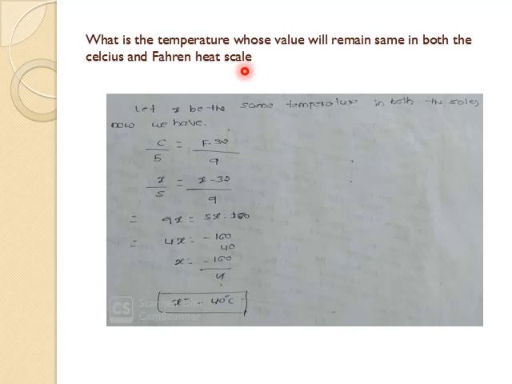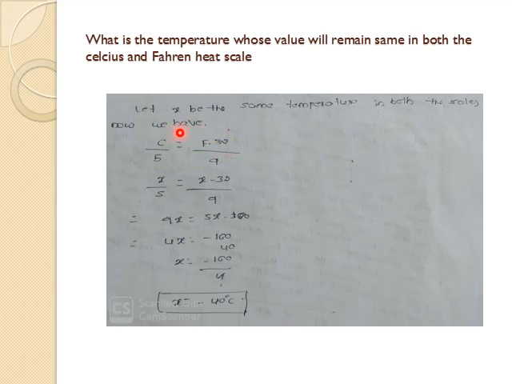The question is, there is a temperature value whose value is the same in both the Celsius and Fahrenheit scales, which means there is a particular value of temperature, and if you convert it into the Fahrenheit scale, you will get the same value. No need to convert Celsius into Fahrenheit because both readings will be the same. What is that temperature? To solve this, let X be the same temperature in both scales. That is what we need to find. Let X be the same temperature in both the scales.